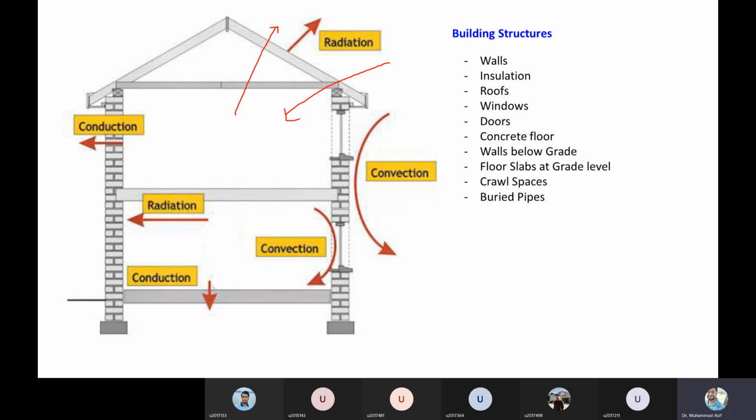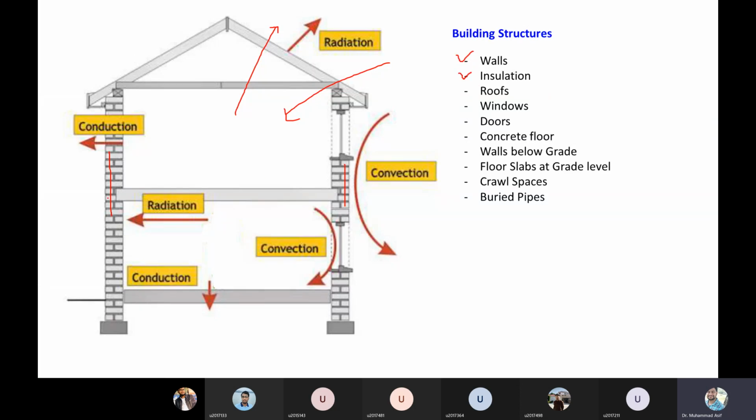And when we say the building structures, there are so many things that are included in the heat transfer through the building structure. For example, the important ones are the walls. Let's say this is a wall. This is a wall. Similarly, the front wall and the back wall, and then the insulation.